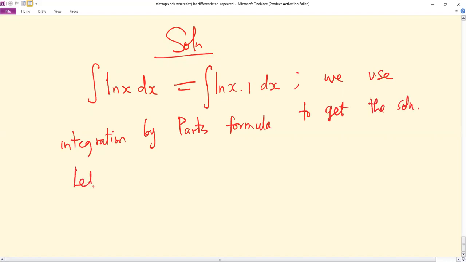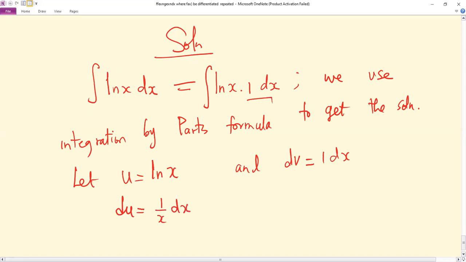So we let u be ln of x and dv be this 1 dx. So du, differentiating ln, we get 1 over x dx, and v will be the integral of 1 dx, which is simply x.